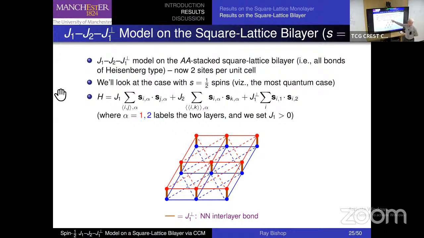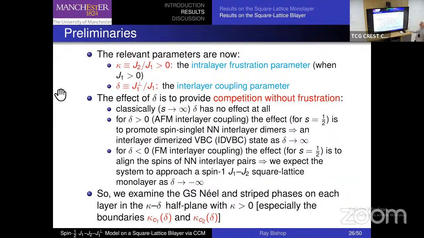Okay, J1 and J2 I'm going to keep positive because that's the frustration. J1 perp, I'm going to say can be any sign you like. So now we've got two parameters. The ratio J2 upon J1 is kappa, and J1 perp upon J1 is delta. Here it is.